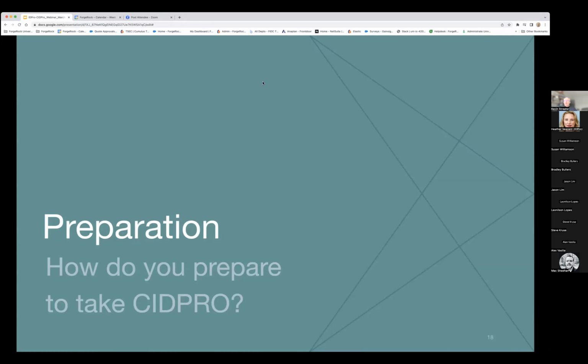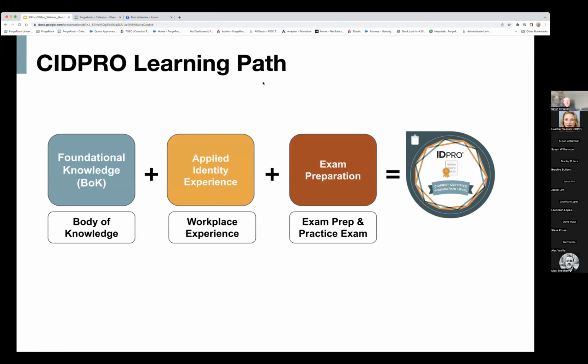So how do you start preparing to take the CIDPRO exam? There were 3 stages to taking the exam successfully. The first stage is really to get the foundational knowledge. As Heather and I have both said, the body of knowledge is the key reference for the CIDPRO certification. It isn't the only reference, and I'll show you in a few slides some other places to go, but the body of knowledge is the foundation of the exam.